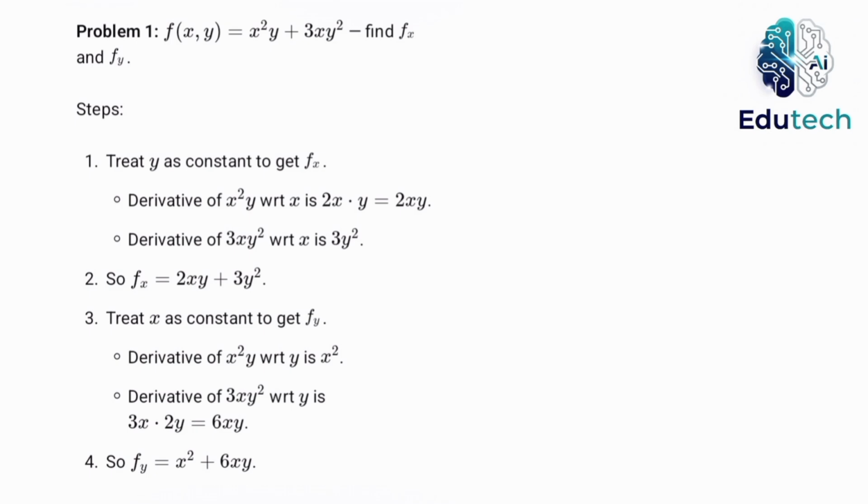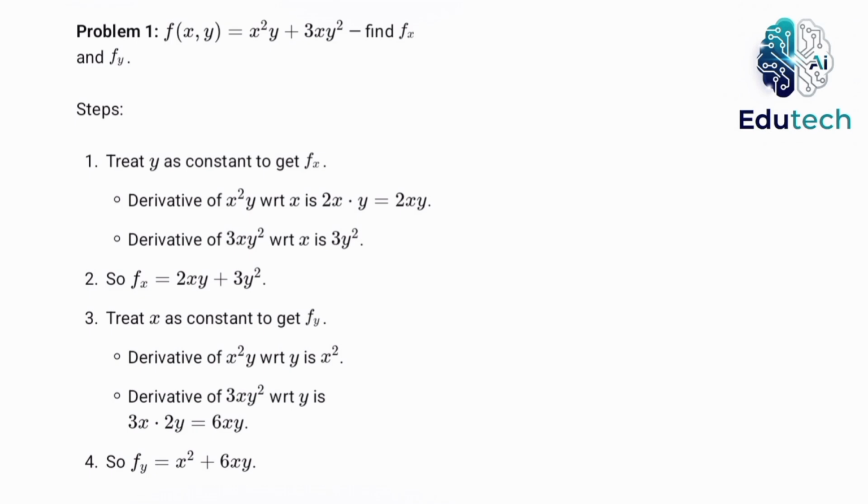Treat y as constant to get fx. The derivative of x²y with respect to x is 2x into y, so 2xy. The derivative of 3xy² with respect to x is 3y². So fx is equal to 2xy plus 3y².